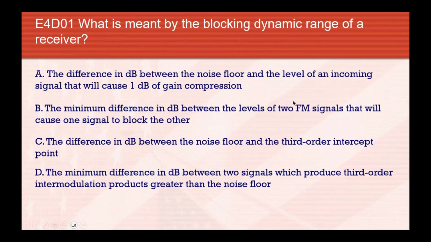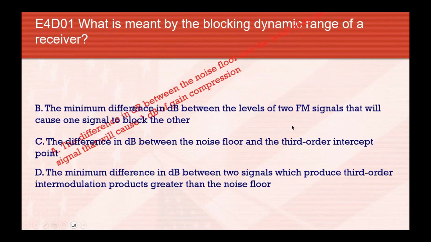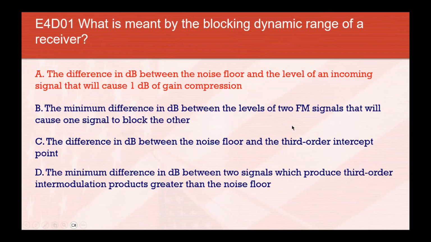Blocking dynamic range. Difference in dB between the noise floor and the level of incoming signal that causes 1 dB of gain compression. The difference between your noise floor and where the signal starts to compress from being too strong is called the blocking dynamic range.